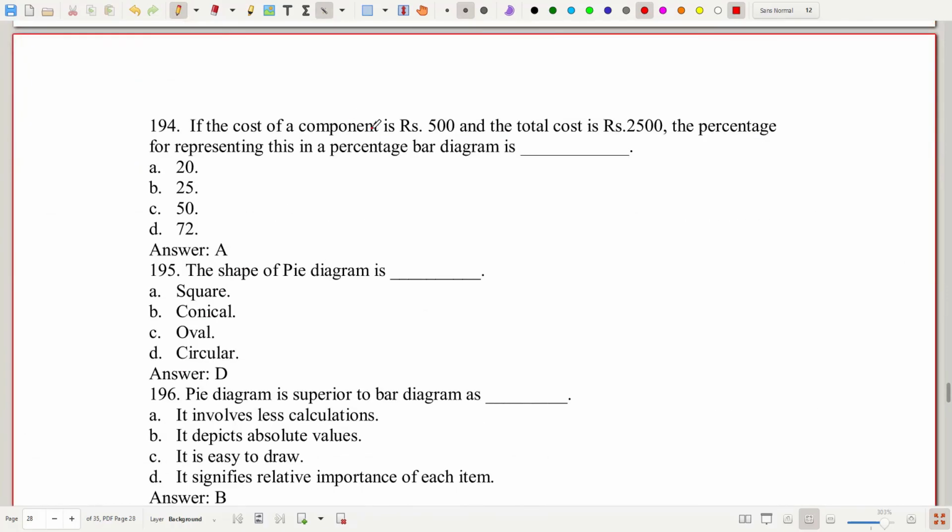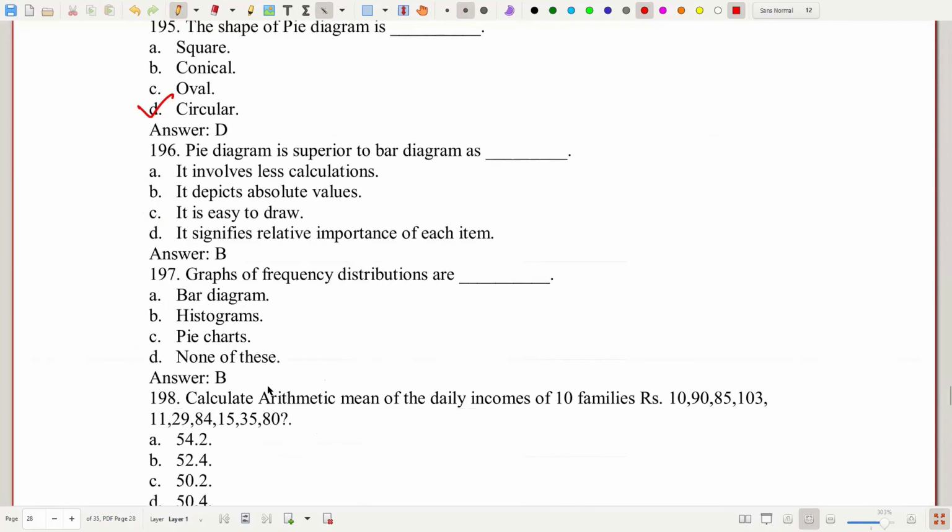If the cost of a component is rupees 500 and the total cost is rupees 2500, the percentage for representing this in a percentage bar diagram is 20. The shape of pie diagram is circular. Pie diagram is superior to bar diagram as it depicts absolute values. Graphs of frequency distributions are histograms.